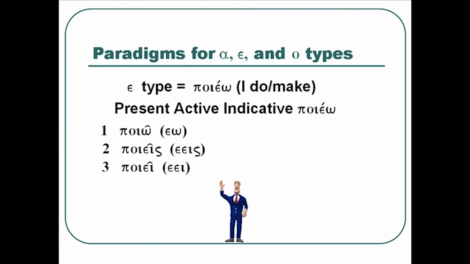Poio is our first person, I make. The epsilon and the omicron collide, the O overcomes, and the circumflex indicates there's been a contraction. Second person, poies. Again, the epsilon collides with the epsilon iota diphthong, like vowels collide and the epsilon's dropped out, but the circumflex remains to tell us that there's been a contraction. Similarly, the third person, he, she, it makes, we've got an epsilon plus an epsilon iota diphthong, the iota drops, the circumflex remains.